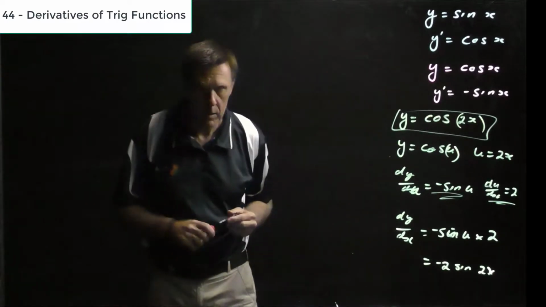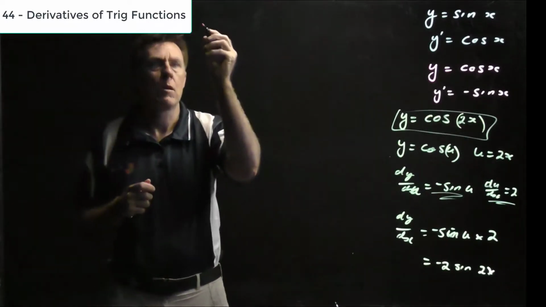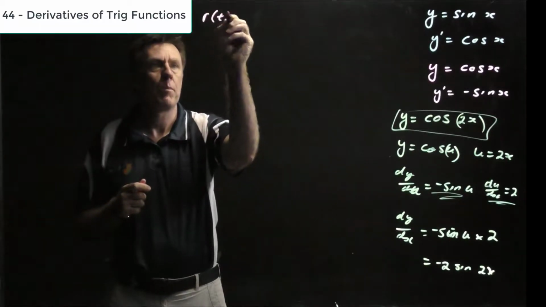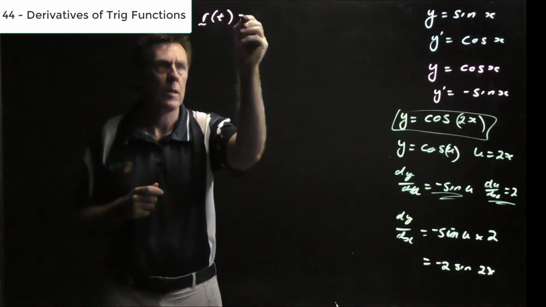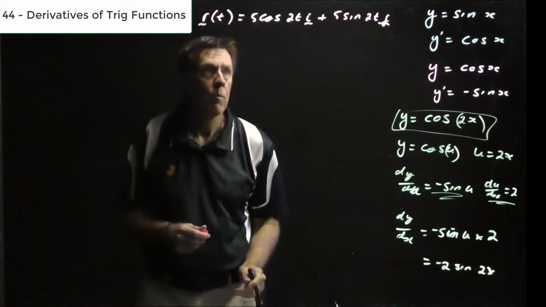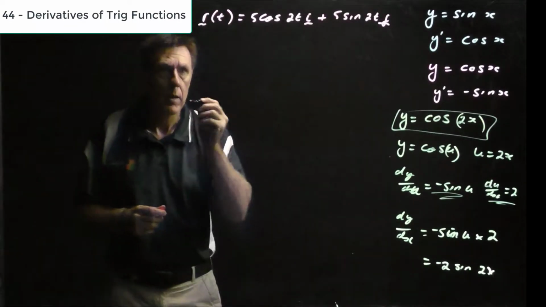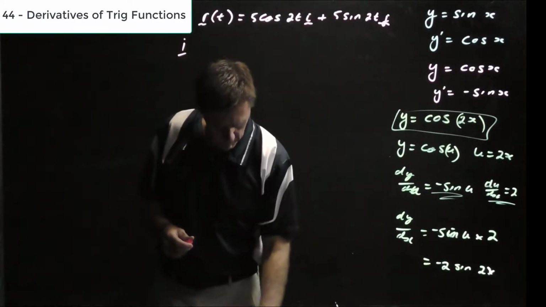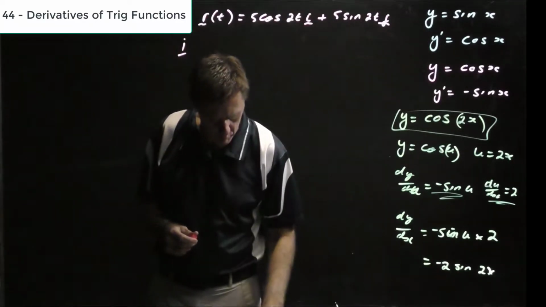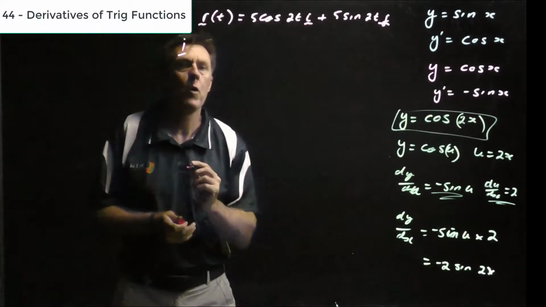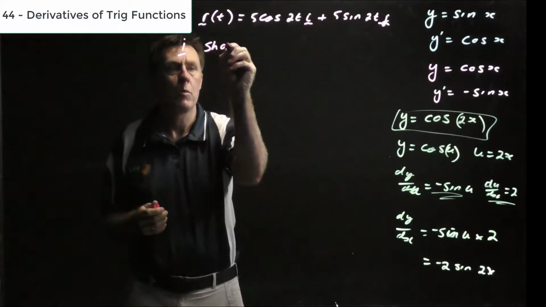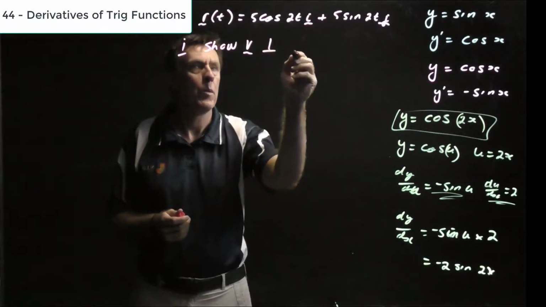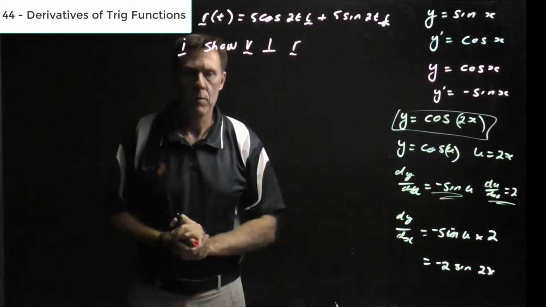Now, we're going to be looking at ones to do with vectors. So we're going to consider the position vector r. Now, I'm going to do 3 types of questions with this one. Question number 1, we're going to show that the velocity is always perpendicular to the position. Show that velocity will always be perpendicular to the position.